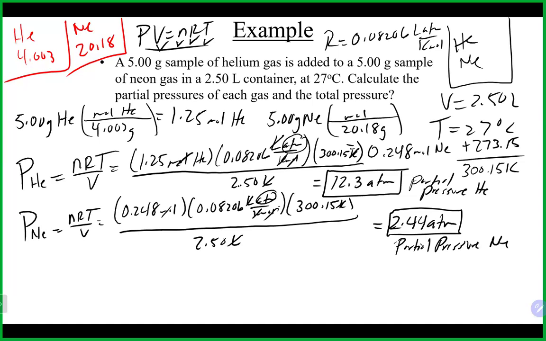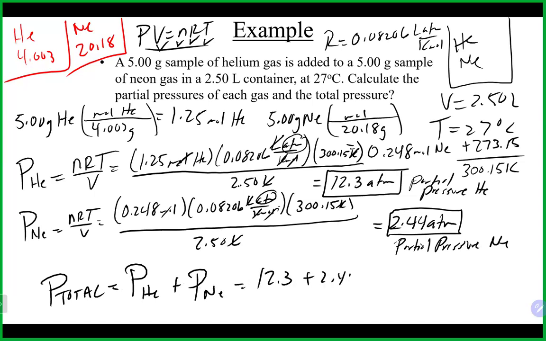At this point, the only thing left to do is to get the total pressure. And I get the total pressure by doing what? Yeah, just basically adding these together. So we're going to take the partial pressure of helium plus the partial pressure of neon. We're going to do 12.3 plus 2.44 atmospheres. Going to yield us 14.7 atmospheres in this case as our total pressure. Any questions? Yeah.